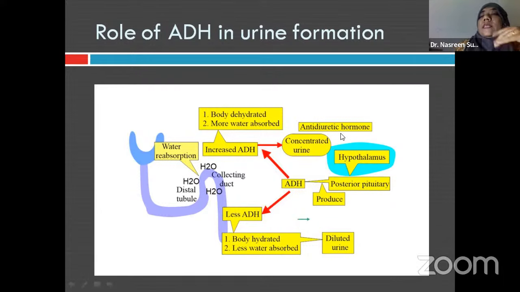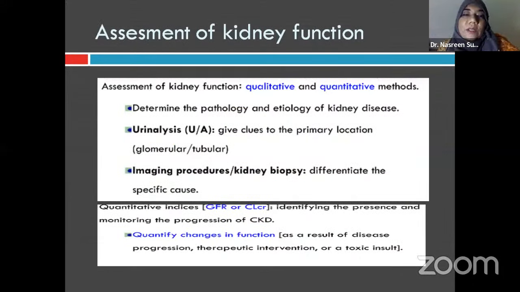In the same way, when concentrated urine is produced, your hypothalamus will give a signal to your posterior pituitary gland to slow down the level of ADH. Then automatically there will be less ADH, there will be less water absorption, and there will be an increase in the amount of water in the urine, leading to diluted urine. That is the main function or role of ADH in urine formation.